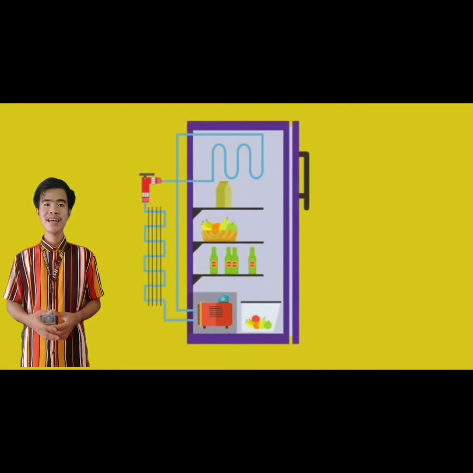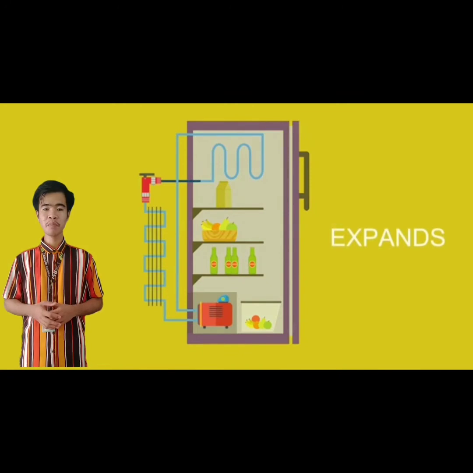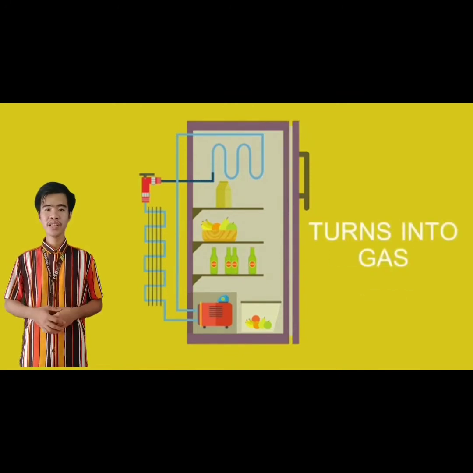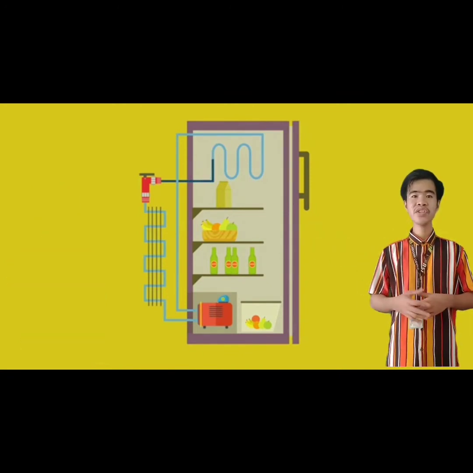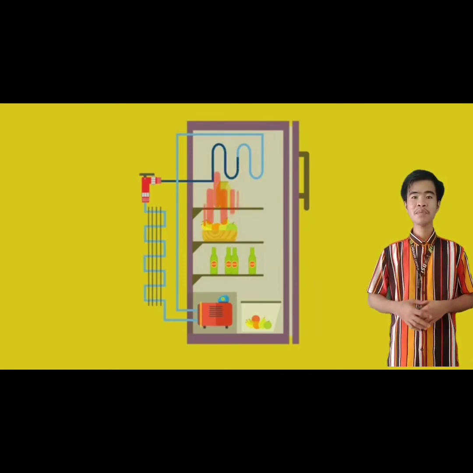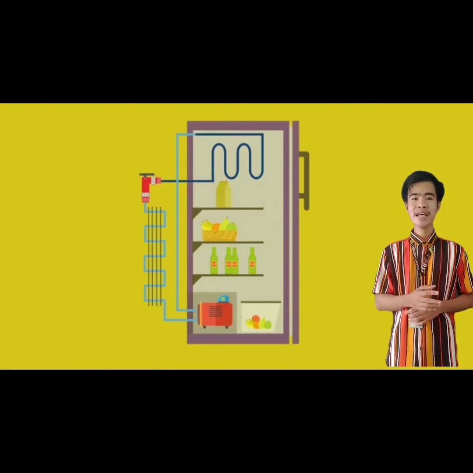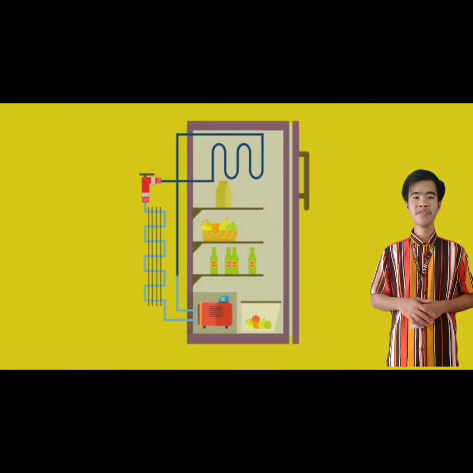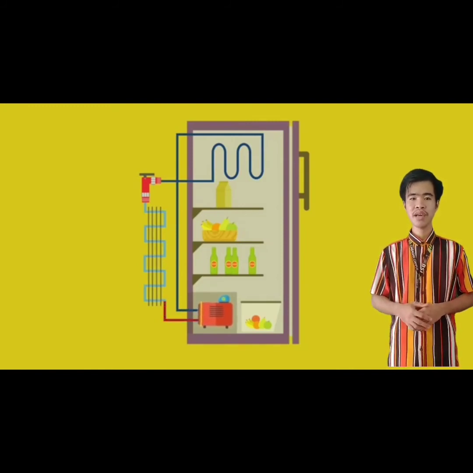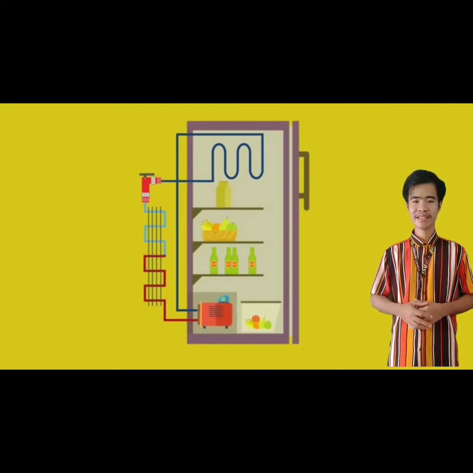Refrigerant is a liquid that enters into an expansion device. As it passes through, it drops in pressure, expands, cools, and turns into gas. As the refrigerant flows around the evaporator coils, it absorbs and removes heat from the food inside. The compressor squeezes the refrigerant, raising its temperature and pressure, and it is now a hot, high pressure gas.